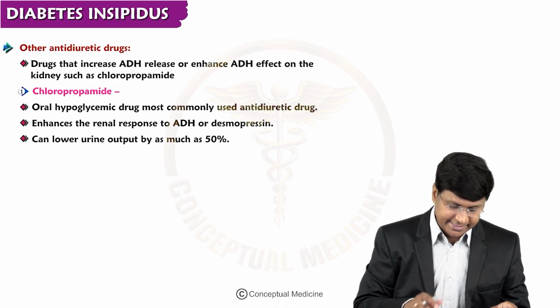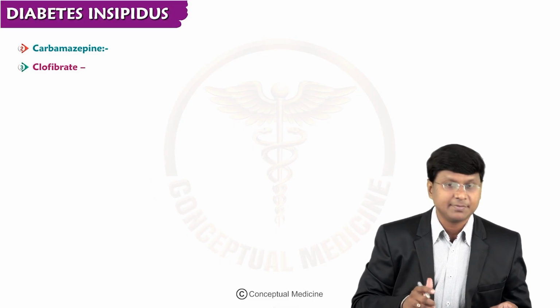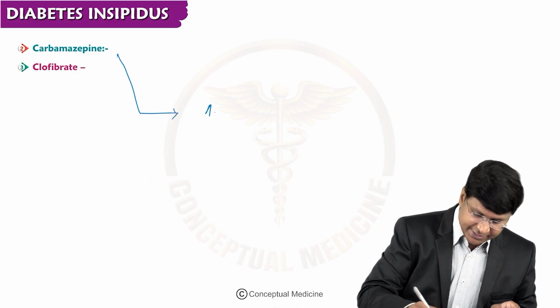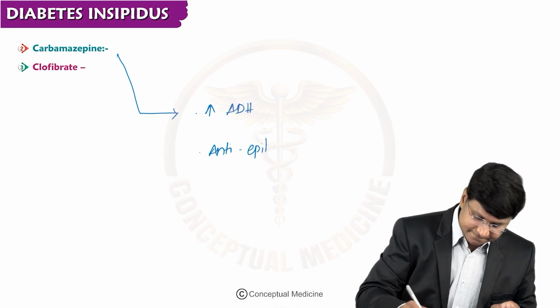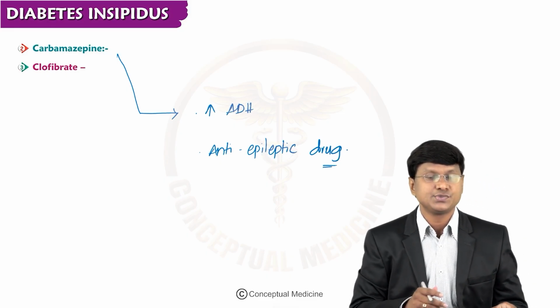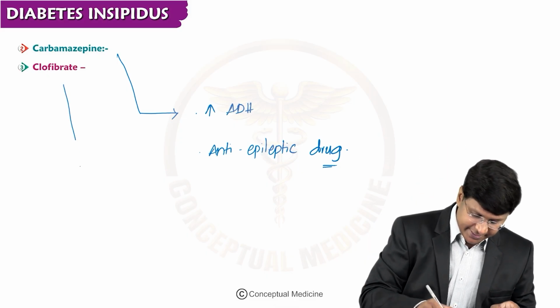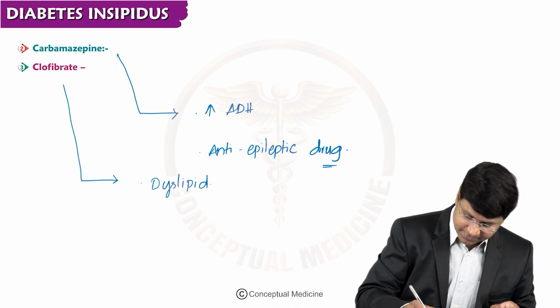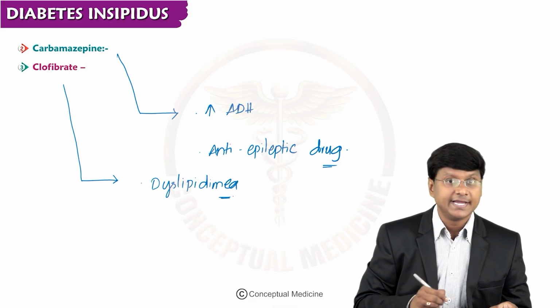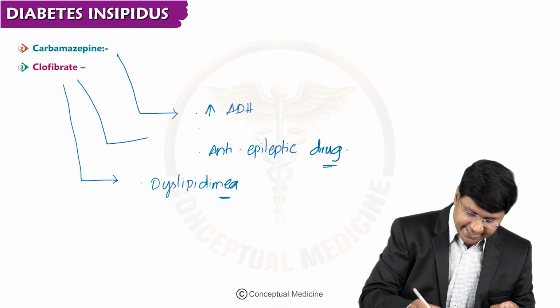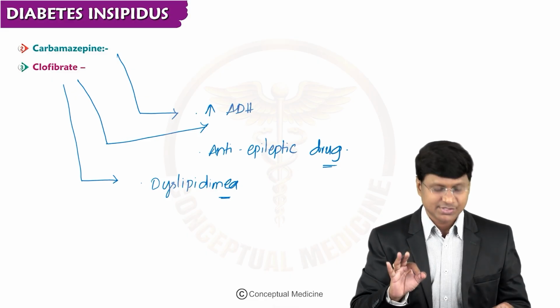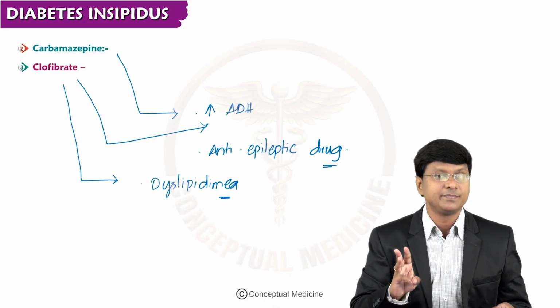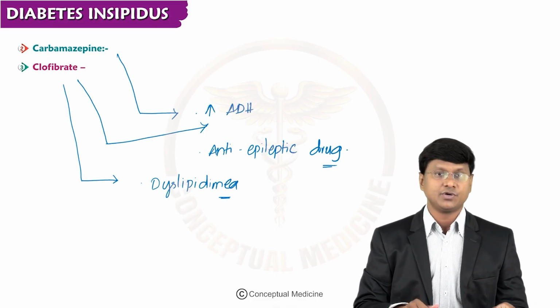And we have another drug, that is carbamazepine. Carbamazepine will enhance the action of the antidiuretic hormone. This is an anti-epileptic drug which is used in the treatment of focal epilepsy. And clofibrate is a drug used in the treatment of dyslipidemia, and this also will enhance the action of antidiuretic hormone. So these three drugs, chlorpropamide, carbamazepine and clofibrate, will enhance the action of the antidiuretic hormone.